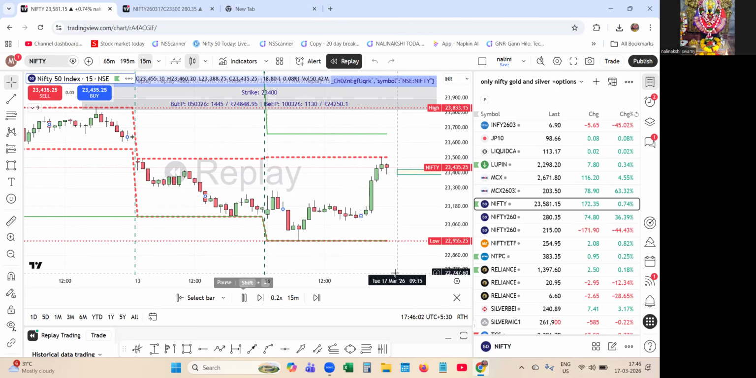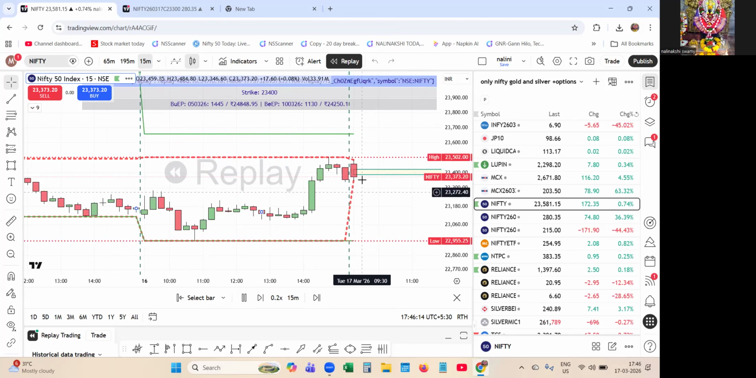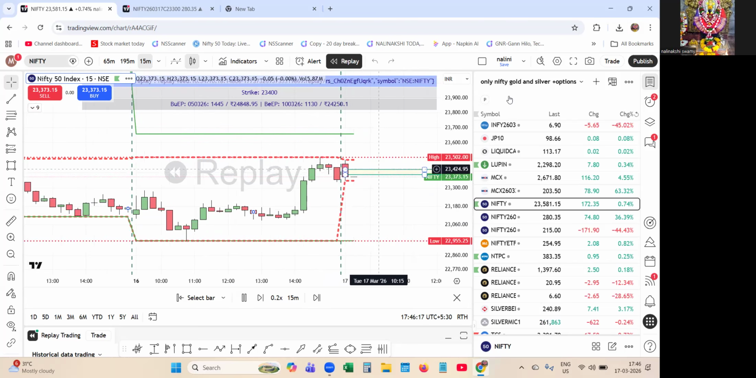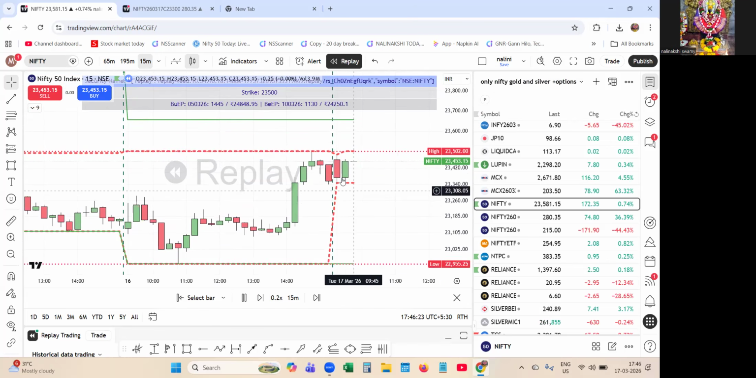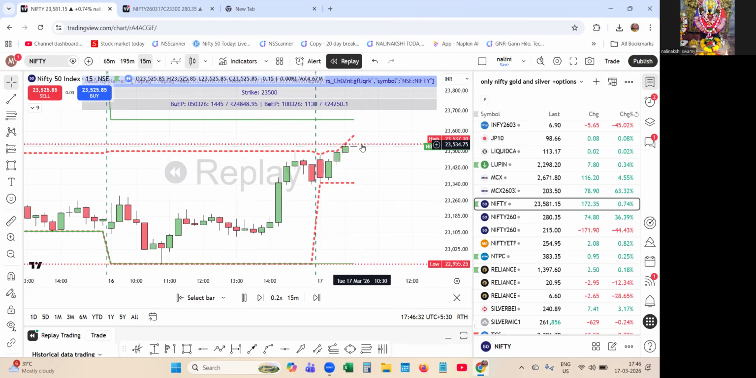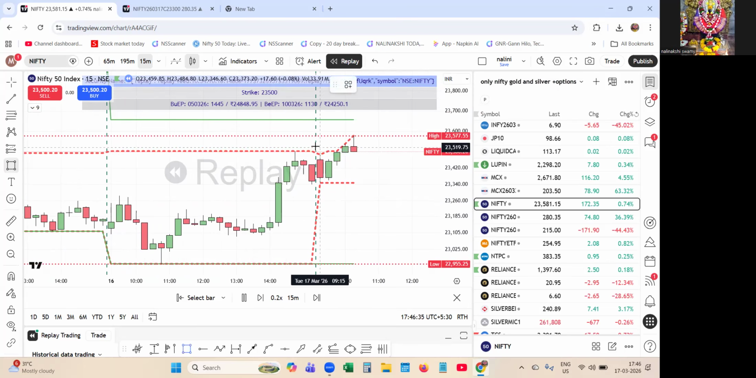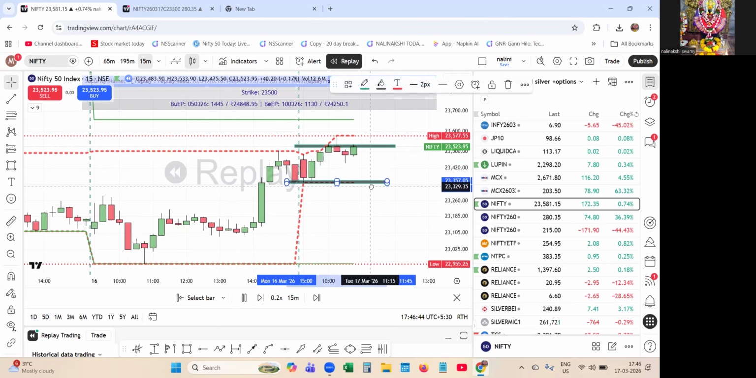I'll start the playback mode. On the 15-minute chart, you can see the high and low have been formed over here. See, the market's first candles are formed, high and low, easily you can see 1, 2, 3, 4. The market defined the high of the day. So I mark this high and mark this low. This becomes my reference for the day.